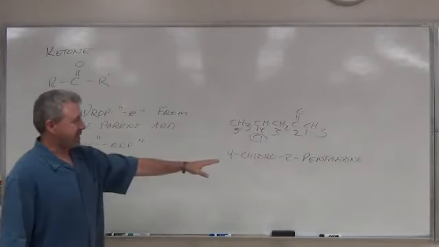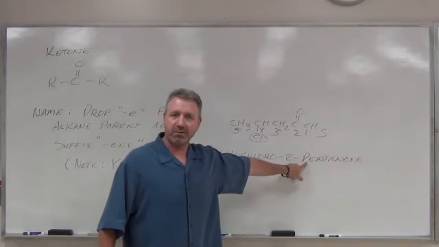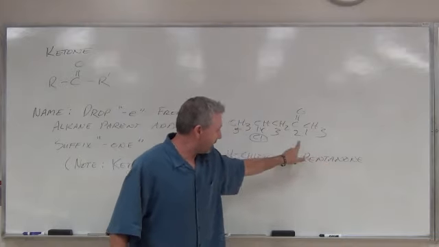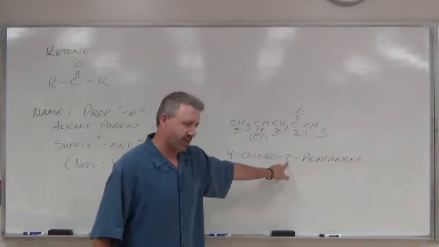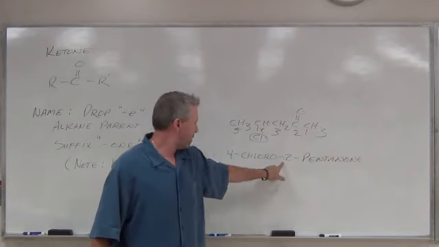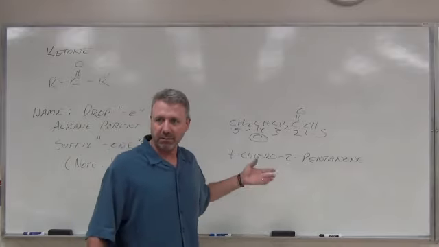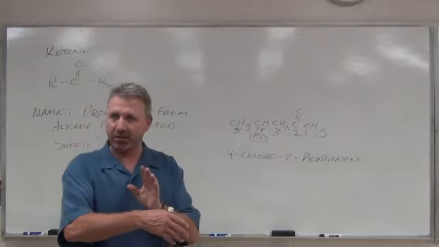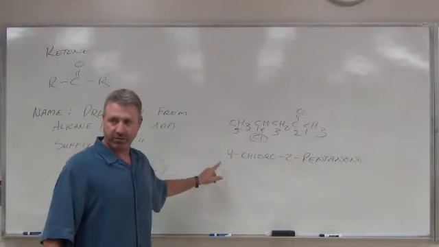Again, I think it's easier if you're given the name and you have to draw the structure. I have a pentanone, pentane, 5-carbon chain. One tells me ketone. Where is it? It's at carbon number 2. I also have a substituted group at carbon number 4, and it's chlorine. So I think given the name and writing the structure is easier to do in some cases than looking at the structure and trying to name it.